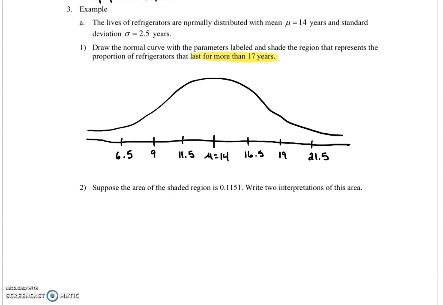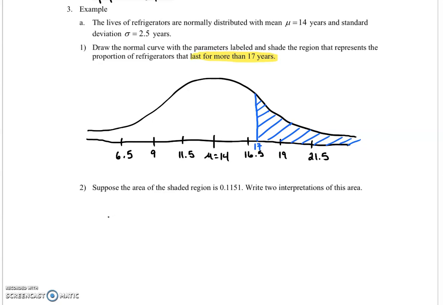So we want to shade the region that is the proportion of refrigerators that last for more than 17 years. So, I don't know, 17's about right here. Doesn't have to be perfect. And we should label that. So, 17. And we need more than 17 years, so that's greater than, we shade to the right. So this is the picture we would draw for this problem.